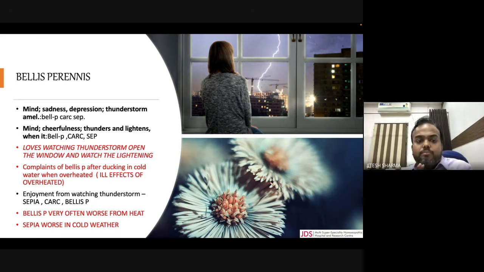Belly spee and sepia are very, very close remedies, even in dysmenorrhea also. Let me tell you, neuralgic dysmenorrhea. So belly spee is very often worse from heat, but sepia is worse in cold weather.